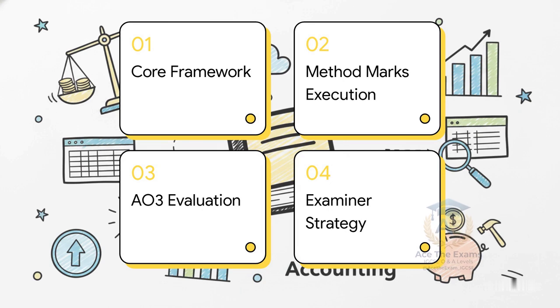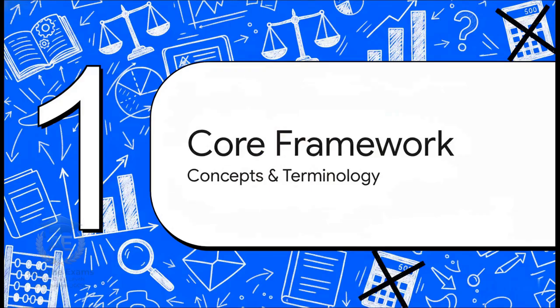So here is our roadmap to A-star mastery. We're covering 4 distinct levels to conquer the 2028 to 2030 syllabus updates. First, the core framework. Second, method marks execution. Third, the highly analytical AO3 evaluation. And finally, examiner strategy pulled straight from the vault. Let's kick things off with Part 1, the foundation, concepts and terminology.